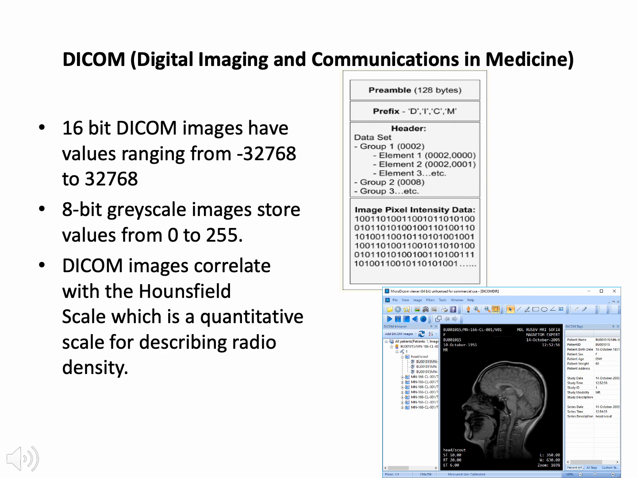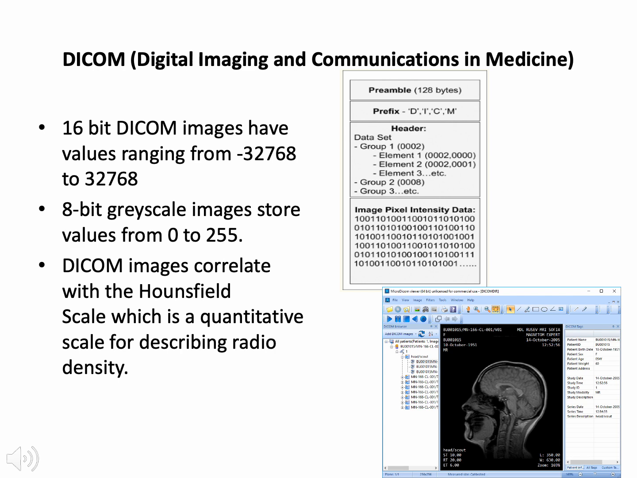16-bit DICOM images have values ranging from -32,768 to 32,768, while 8-bit grayscale images store values from 0 to 255. The value ranges in DICOM images are useful as they correlate with the Hounsfield scale, which is a quantitative scale for describing radio intensity.